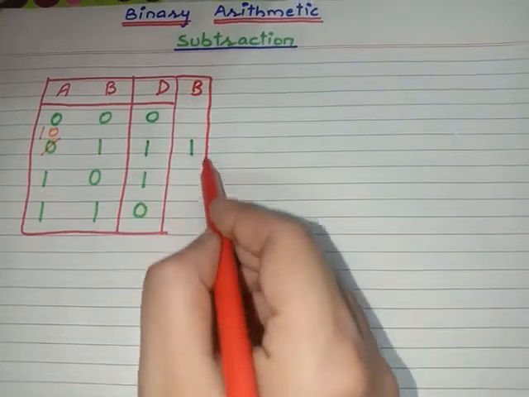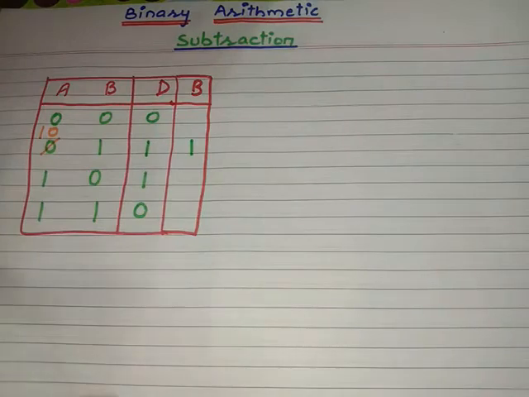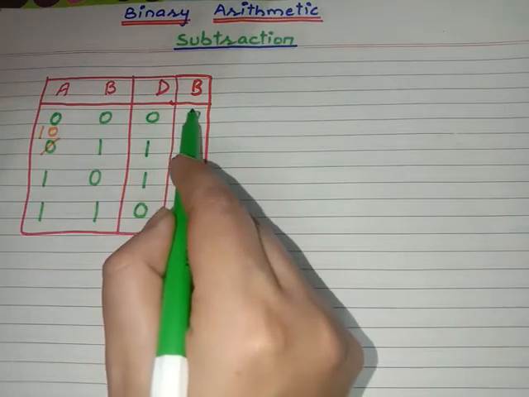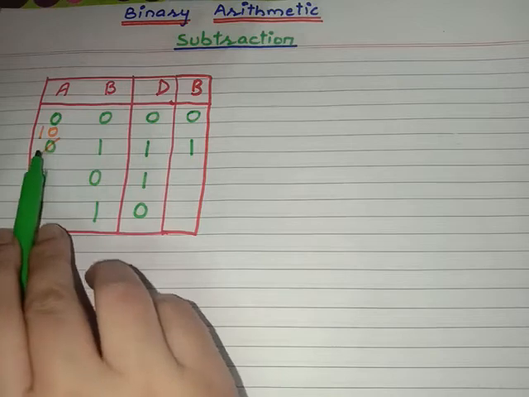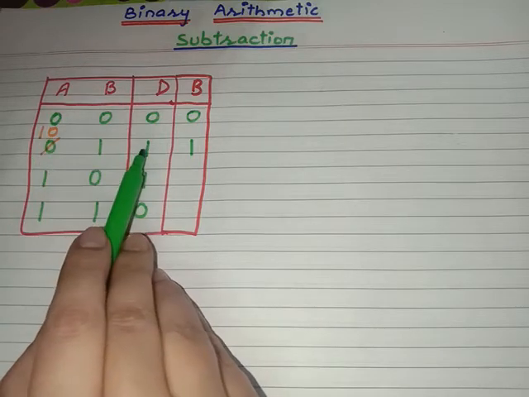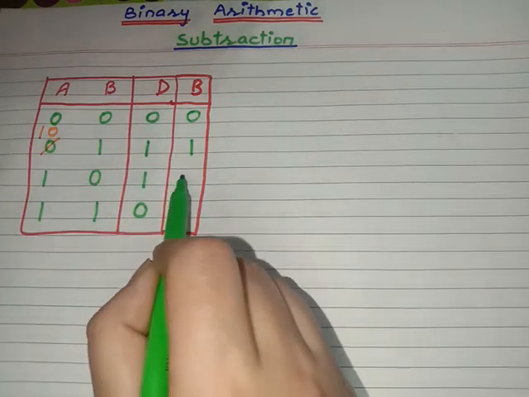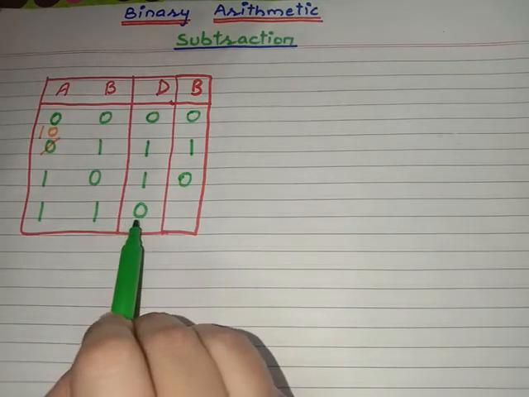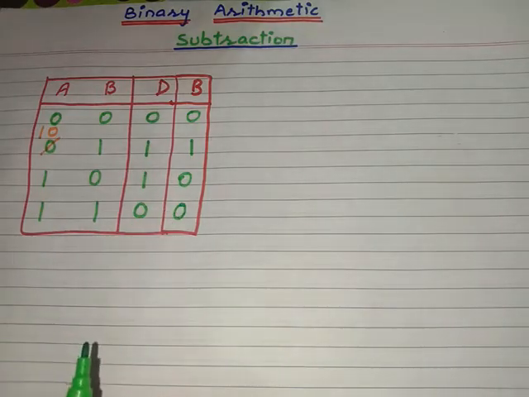So now this is the complete table of the rules of subtraction. 0 minus 0: the difference is 0, and we have not taken any borrow, so the borrow is 0. When we subtract a 1 from 0, we have to take a borrow, and the difference will be 1 and the borrow is 1. 1 minus 0: the difference is 1, and we have not taken any borrow, so it is 0. 1 minus 1 is 0, and we have not taken any borrow to subtract these numbers, so the borrow is 0. Now we will discuss some examples.